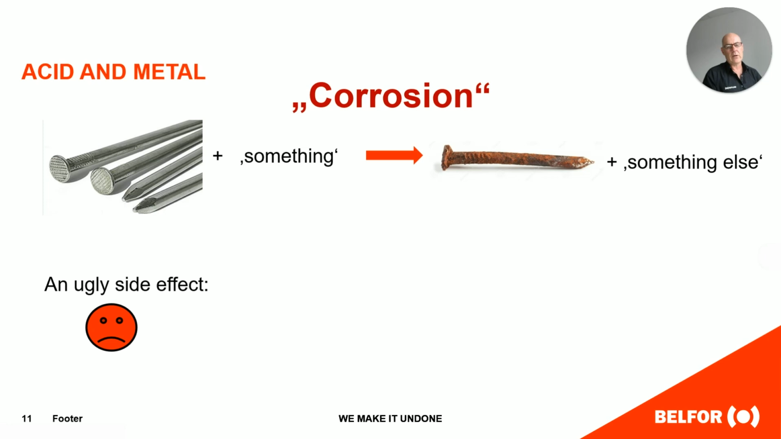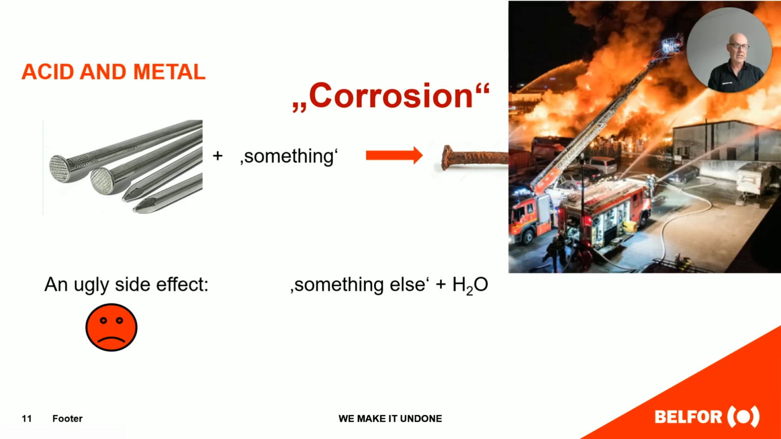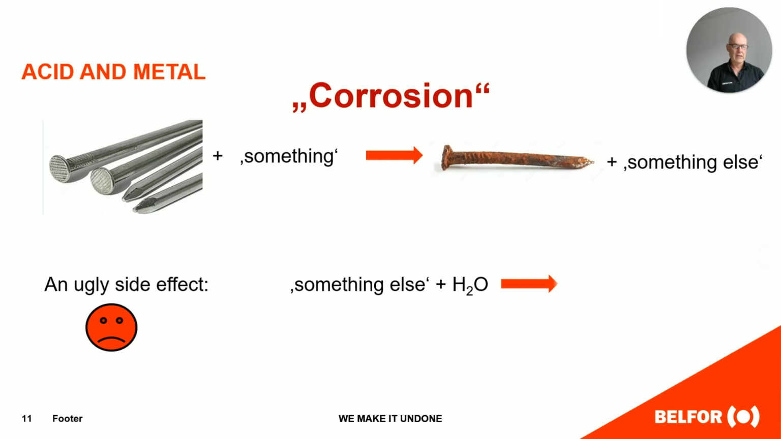So, if we look at this side effect, this something else might take or will take a connection with water. And there is enough water. There's always enough water, because you had a fire. There are firefighters. They put tons of water. So you have enough water. And now a stupid thing is happening. The something else, the result of the first corrosion, is going into a liaison with water. And as a consequence, we get this something.